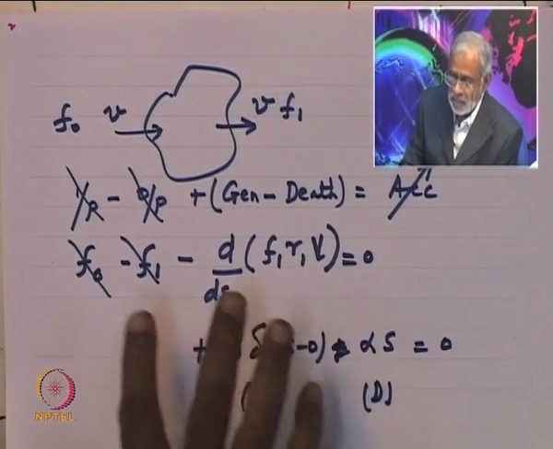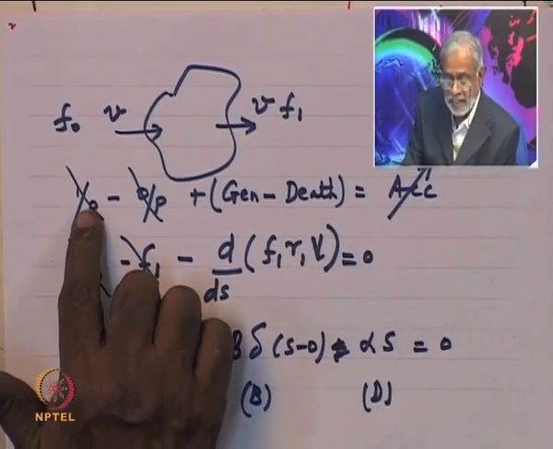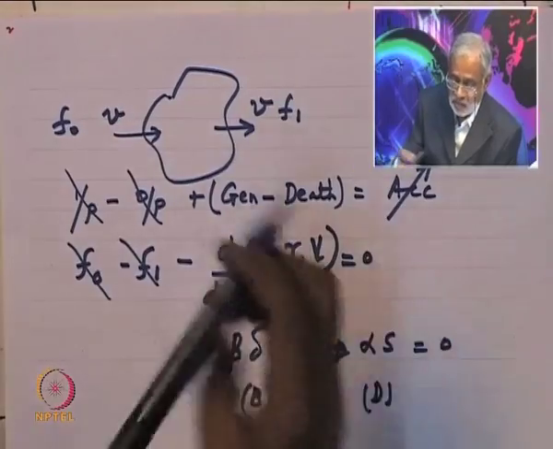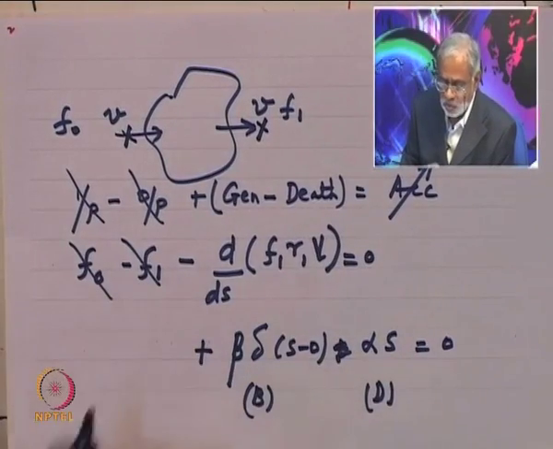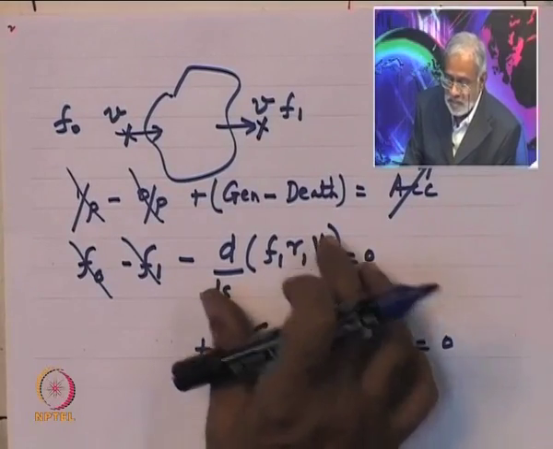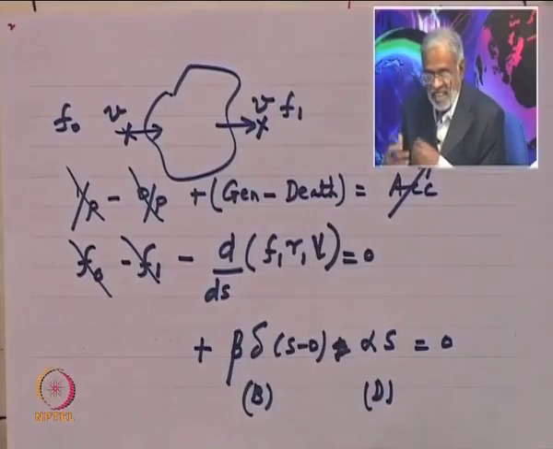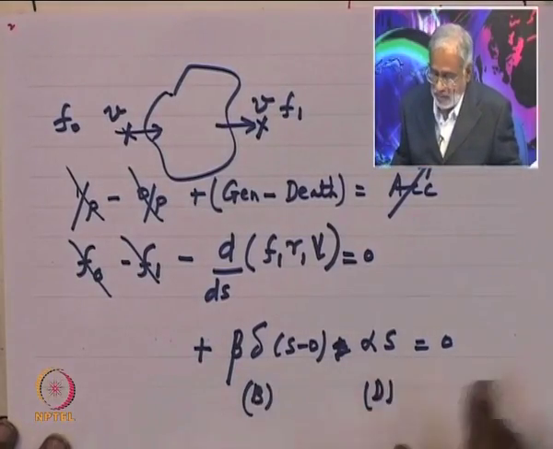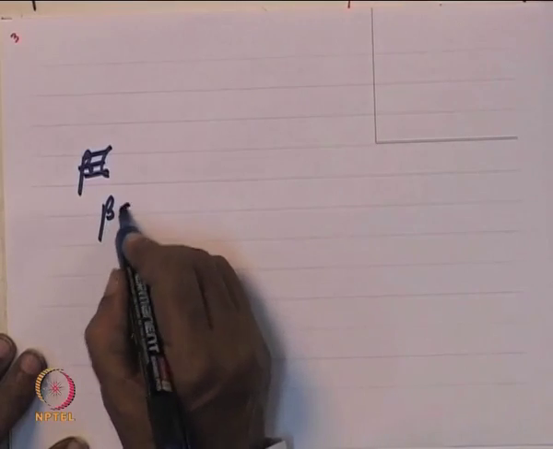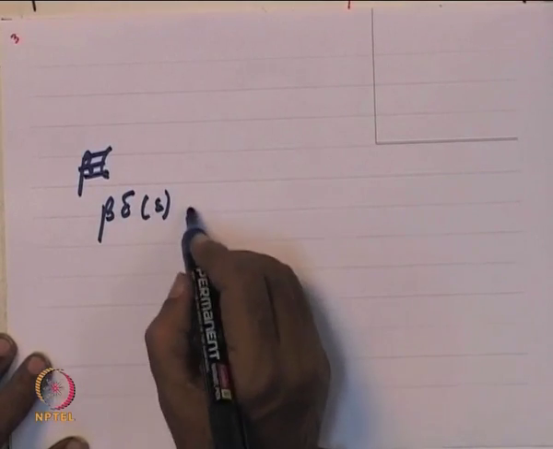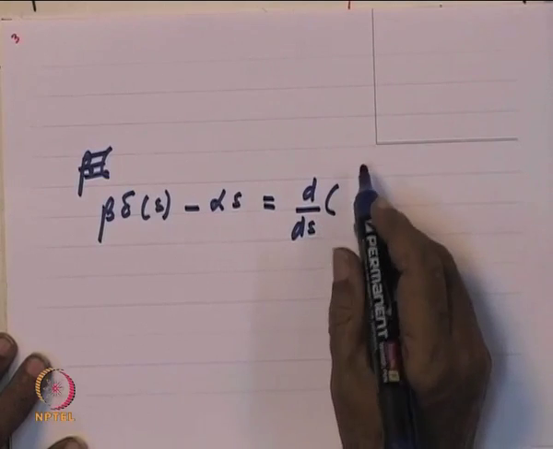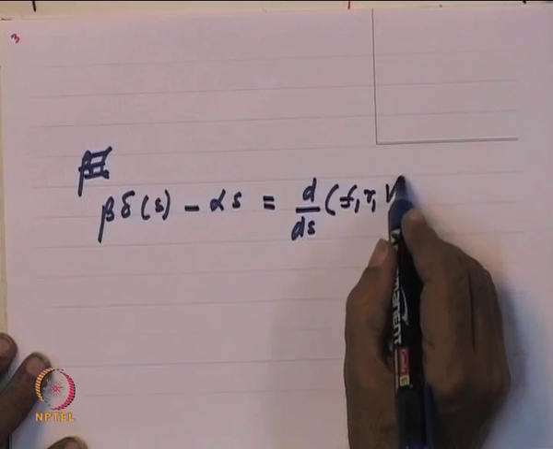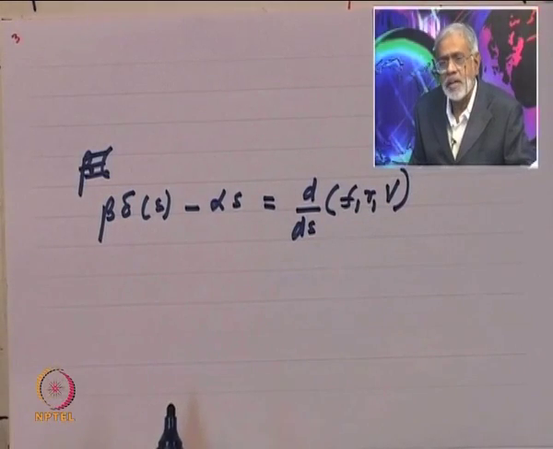So, we have the population balance, in which we have deleted the input term and the output term, because there is no input, there is no output, in the sense that there is no flow out of the forest. We have removed those two terms. So, this is the term which is what we call the change in age and so on. Okay. And this is the birth term, this is the death term. So, what do we have? Beta delta of S minus 0, minus alpha S equal to d by dS of F 1 R 1 V. Is it all right, what we are saying?